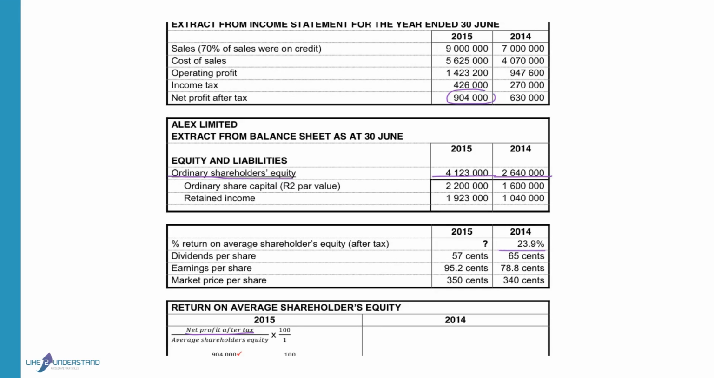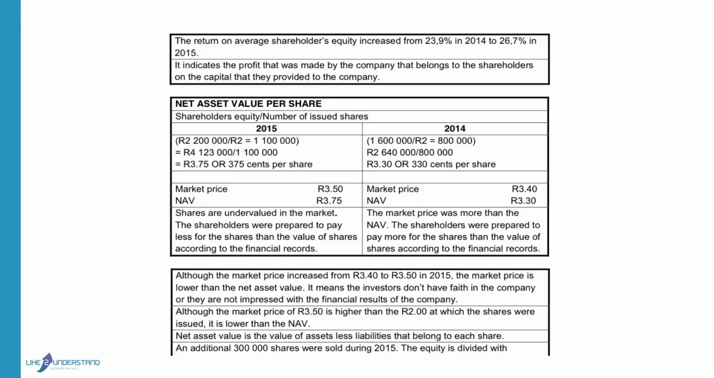26.7%, and they gave us the return for 2014 as 23.9%. The return on average shareholders' equity increased from 23.9% in 2014 to 26.7% in 2015. It indicates the profit that was made by the company that belongs to the shareholders on the capital that they provided to the company and on the retained income that belongs to the shareholders.